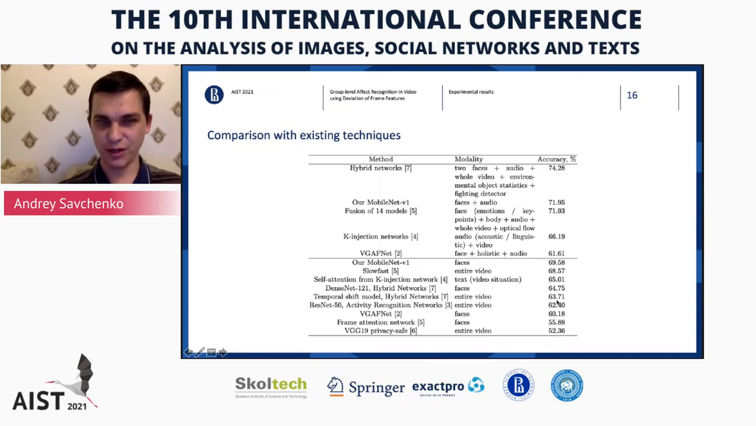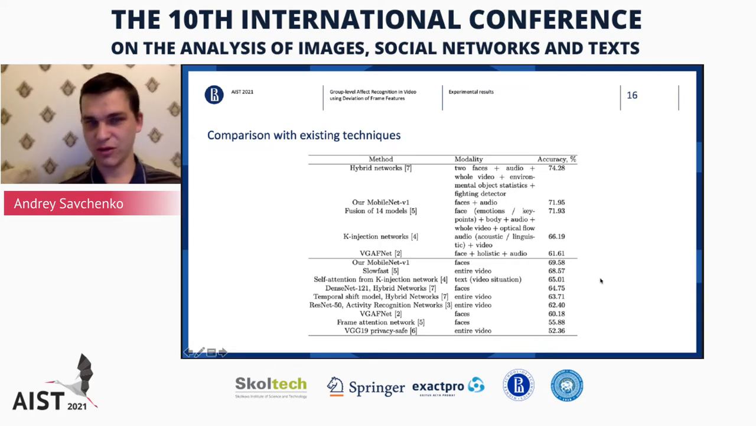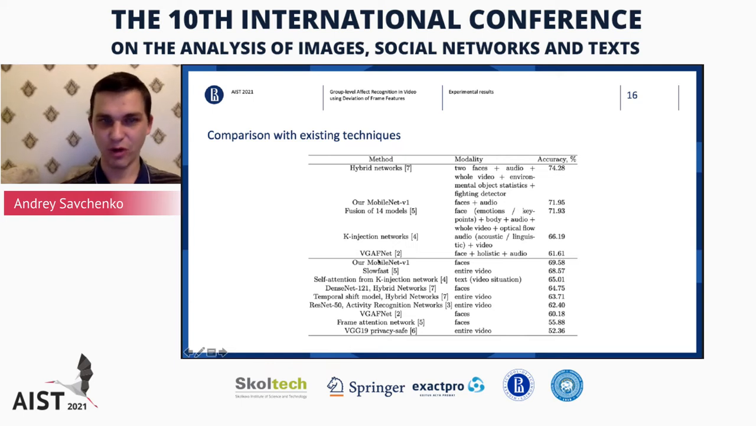But if we, for example, take a look at the processing of faces, you see that it's 64%. It's the best solution of the winner. They use DenseNet 121. Our approach is more computationally efficient, and it has 4% higher accuracy. So it's really good. So this individual classifier works really well.